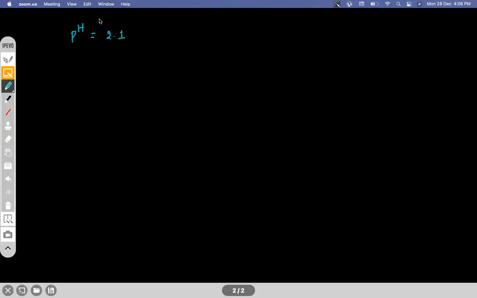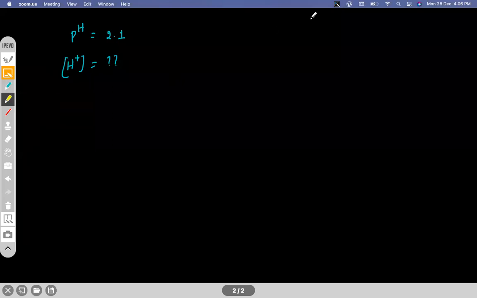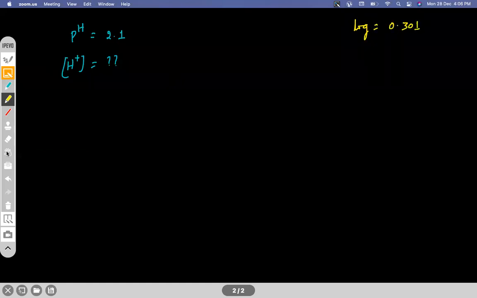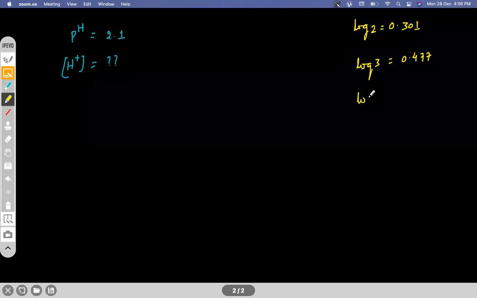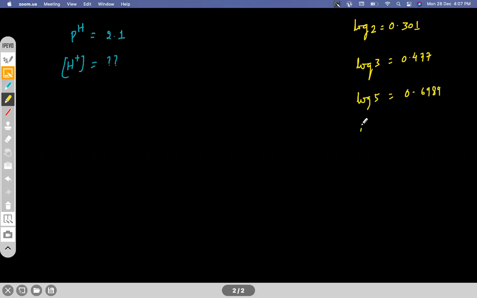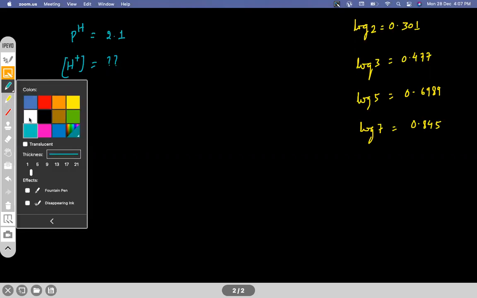Yeah. So you see, if pH is given and you need to find out H plus concentration, you can find this out without any anti-log value. You just need to know three values of log. Like we know log 2 is 0.301, log 3 is 0.477, log 5 is 0.6989, log 7 is 0.845. Approximation we take here.